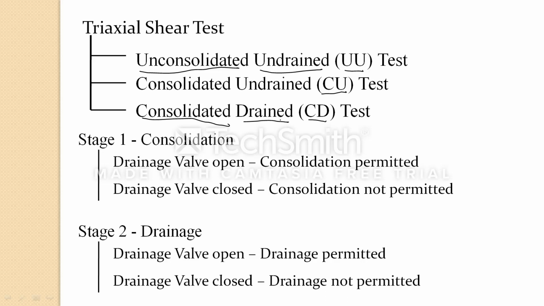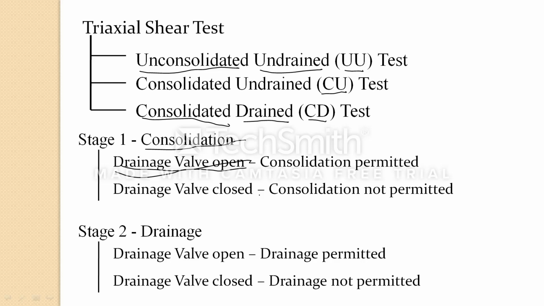Clear? So stage one is the consolidation stage. Consolidation will occur once the water has the chance to get removed. That means if the drainage valve is open, consolidation is going to be permitted. If the drainage valve is closed, then consolidation is not permitted. The drainage valve is placed in the cell where the soil sample is to be taken. We are going into details of it in the next slide. But still, if the drainage valve is open, consolidation is permitted because the water is free to flow. If the drainage valve is closed, consolidation is not permitted.